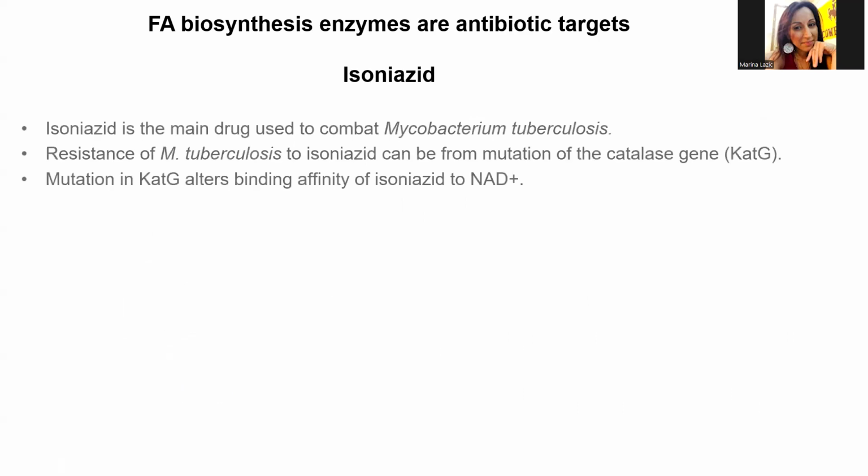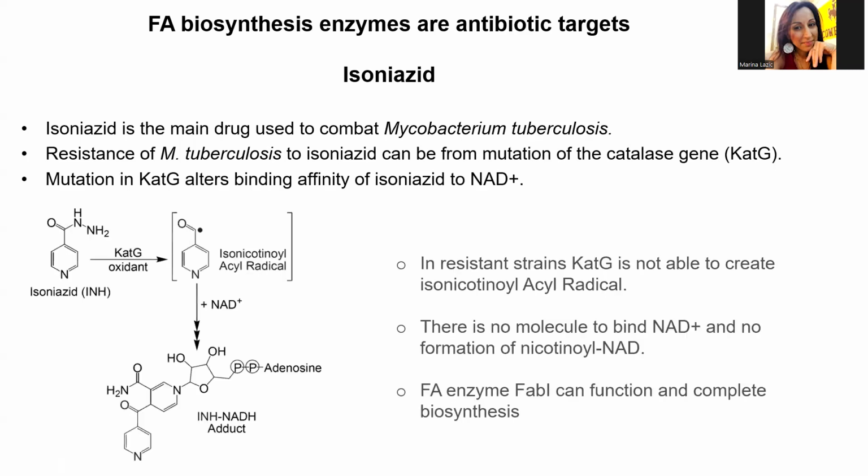In the past, isoniazid was used against Mycobacterium tuberculosis, but the bacterium developed a mutation in the catalase gene, katG. It literally develops a mutation in the catalase-peroxidase, so it doesn't do suicide, so it learned how to defend. So isoniazid doesn't bind. In resistant organisms, KatG is not able to create the acyl radical, and there is no molecule to bind NAD, so FabI can finish the complete reduction.